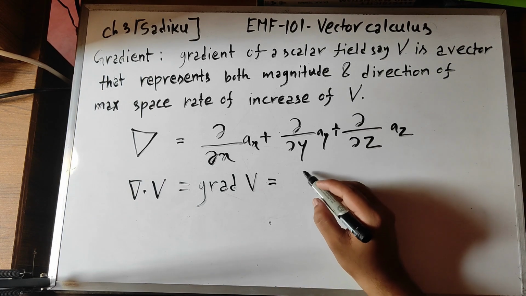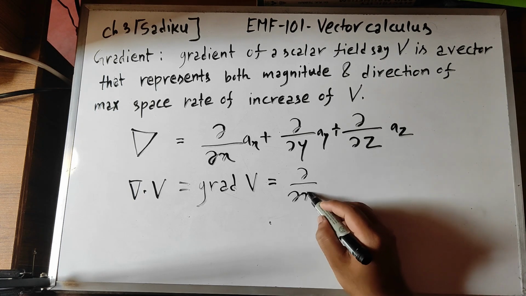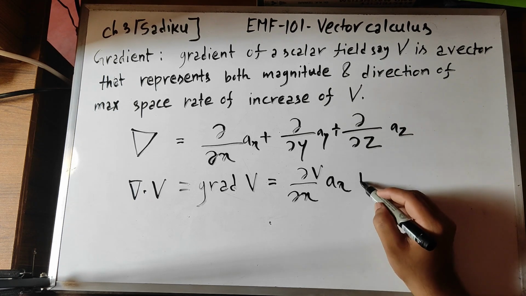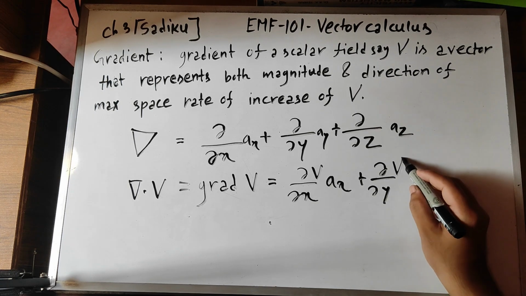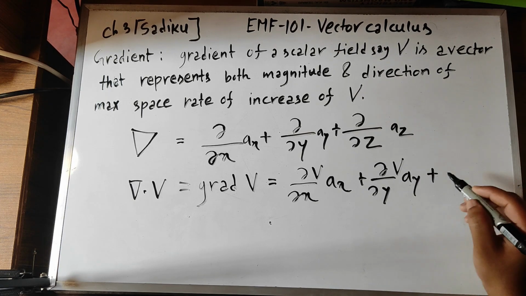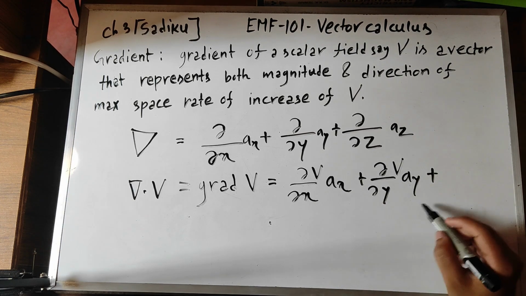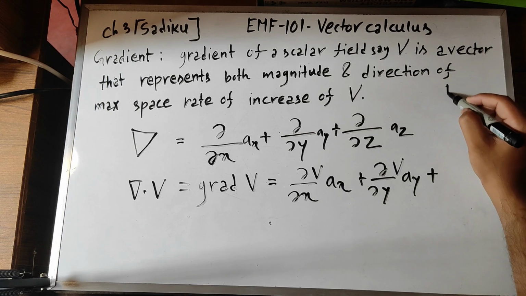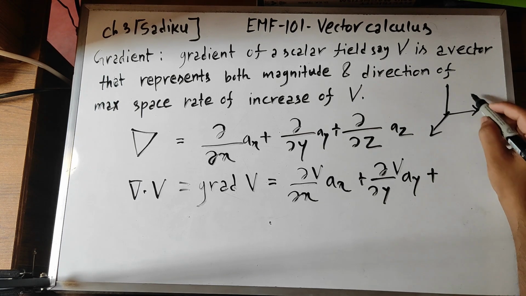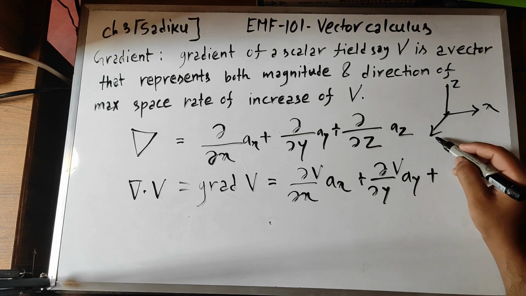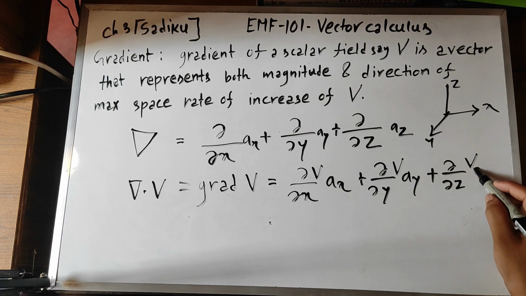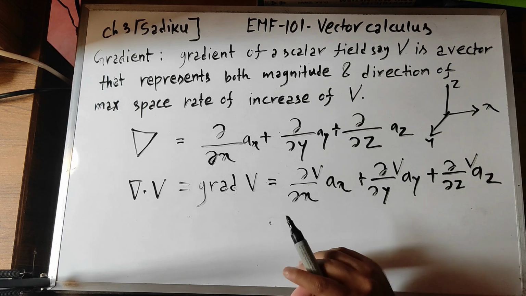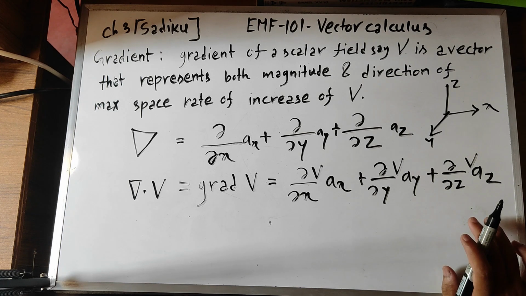So grad V is del by del x of V a_x plus del by del y of V a_y, this is partial differentiation, and these are the specific directions. In this case we are using Cartesian coordinates, plus del by del z of V a_z. So this is the gradient of a scalar field, which represents a vector.